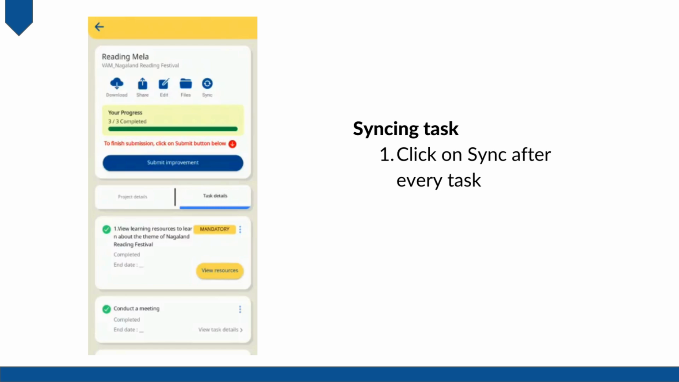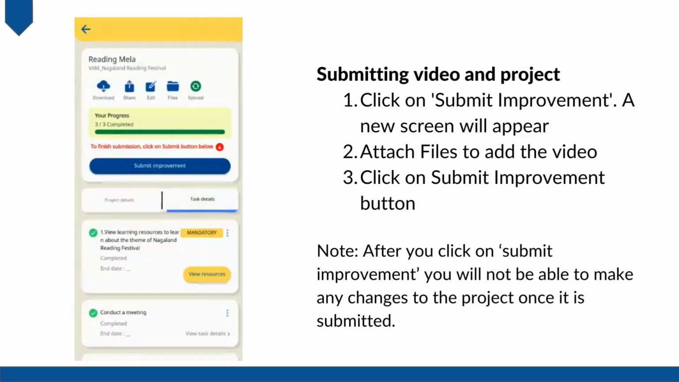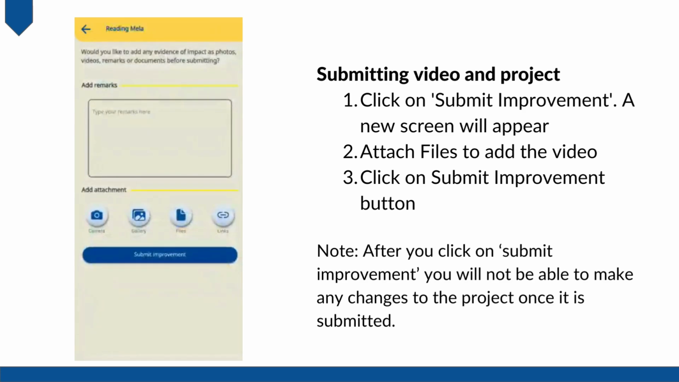As you work on the tasks of the project, you will see the project progress. Click on Sync after you have completed each task. Once you add all the tasks and mark them completed, your project status shows completed with the green bar and the Submit Improvement button is enabled. You can then click on Submit Improvement button.